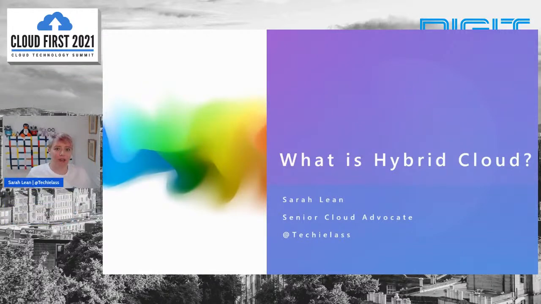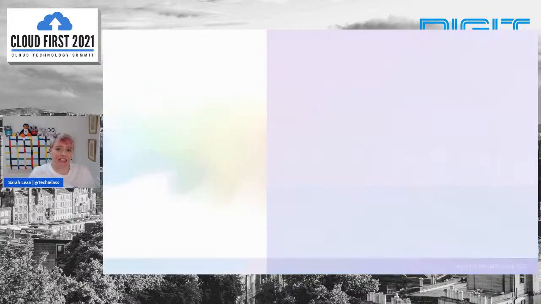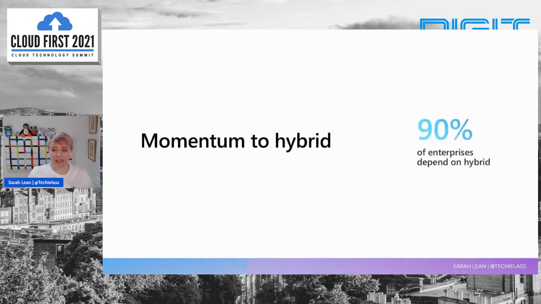As Ben said, we're going to be talking about hybrid cloud, and we're going to be trying to understand what that means, why you might want to do it, and how to think about it going forward. Now, hybrid cloud is something that we are seeing a lot of organisations move towards. I think Gartner did this study and it said that 90% of organisations are actually dependent on a hybrid infrastructure. So I want to talk about what that really means and why these organisations are moving towards it.